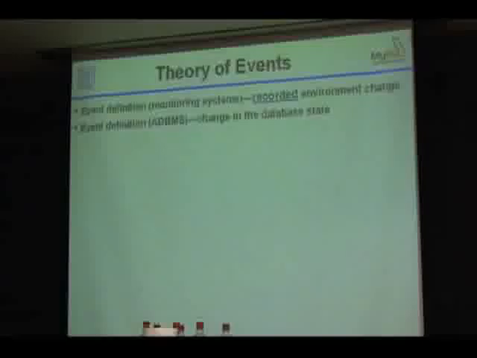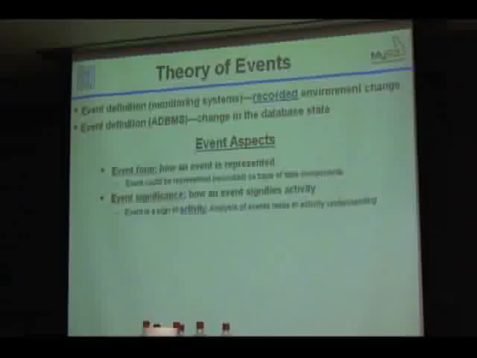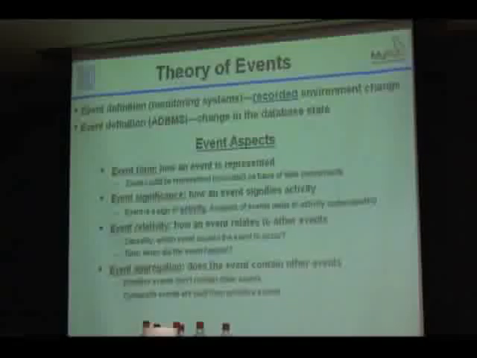According to the event theory, each event is a recorded environment change. For the database, the event definition is just change in the database state. Events have many important aspects. They have a form, how event is represented. For example, in the database, they are represented as a tuple. They have significance, how event signifies the activity, because each event is a sign of activity. Event relativity, how event relates to other events, causality, who caused the events, time when event happened, event aggregation, does the event contain other events, and events recurrence, do the events belong to the same type.